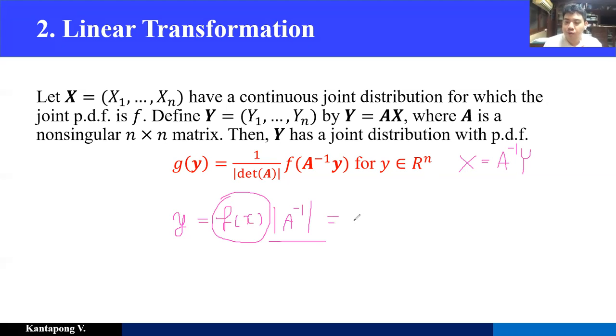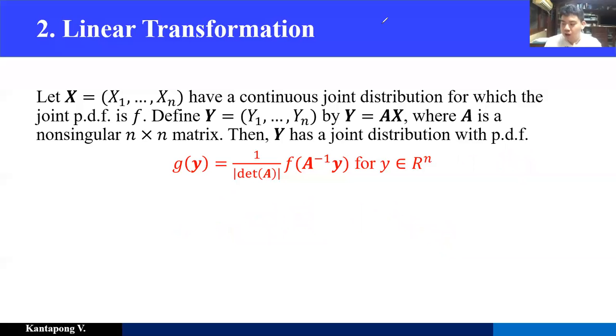But remember, what is the X? F of A inverse times Y. And what's the determinant of A inverse? It is 1 over the determinant of A. So these are the two cases, and they are very similar. Once you understand the previous one, you can understand this one very easily.